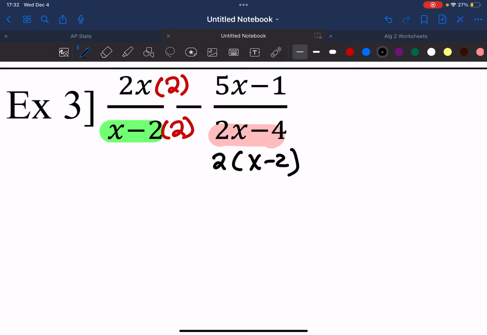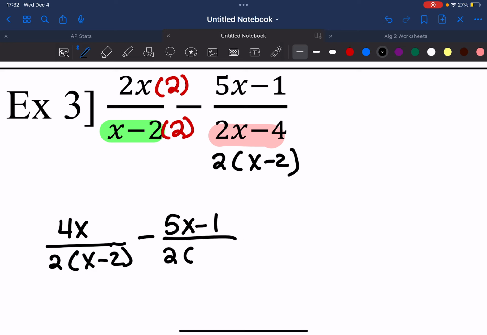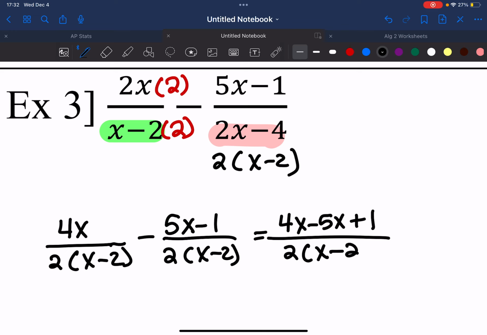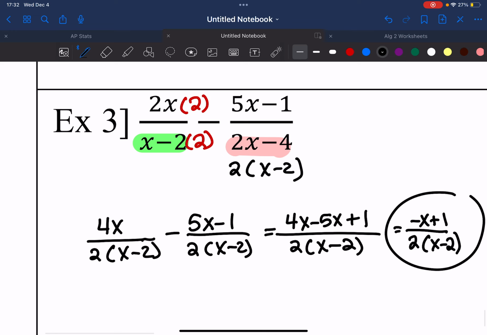So I have 4x over 2 times x minus 2 minus 5x minus 1 over 2 times x minus 2. Now that I have the same denominators, I can combine the numerators. So I get 4x minus 5x plus 1 over 2 times x minus 2, which simplifies to negative x plus 1 over 2 times x minus 2. This is my answer.